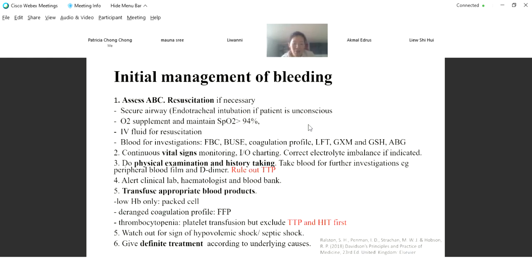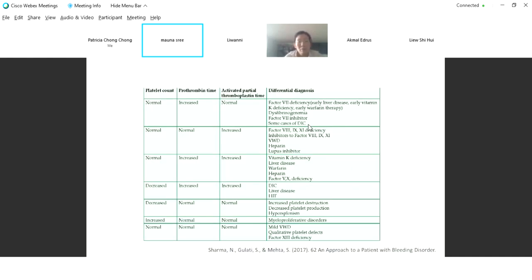Okay, I think you can. Okay, so this is a slide about the parameters. Next, previous slide. It's okay, I think we can just skip this one.